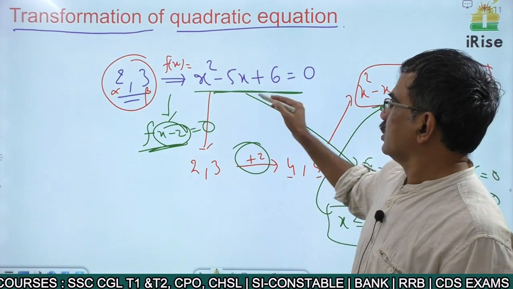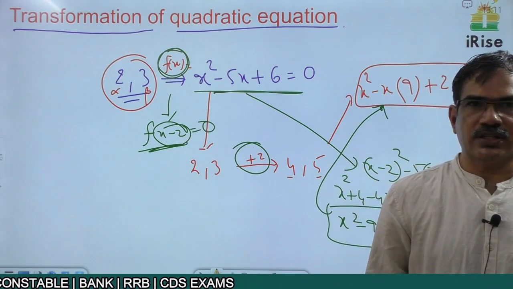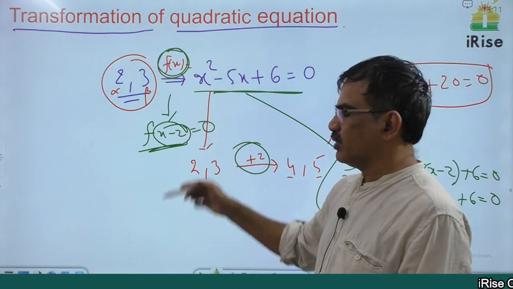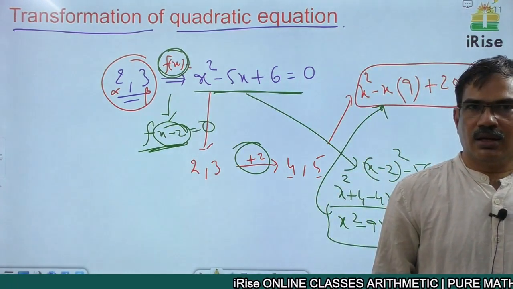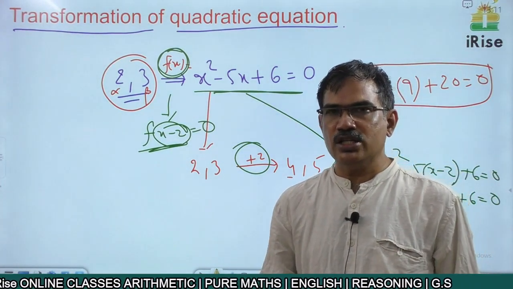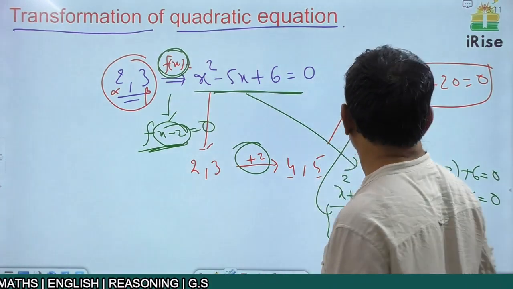Okay, understood? If there is a function, there is a quadratic equation f of x is equal to 0. If each root is increased by 2, just x is replaced by x minus 2 gives the new equation. Like that, there are different transformations. I want to write each and every transformation. Okay, listen carefully, please.